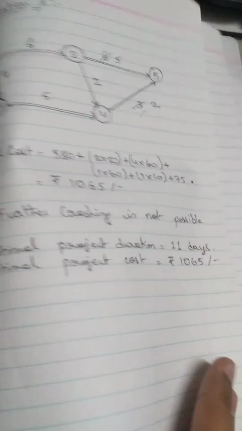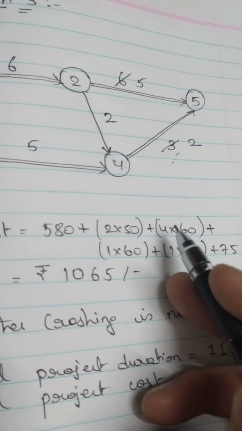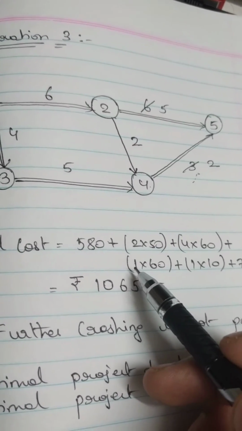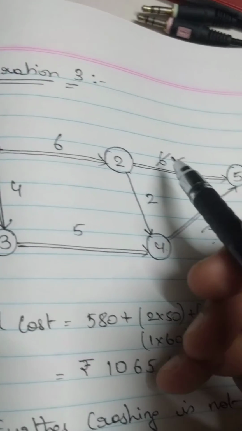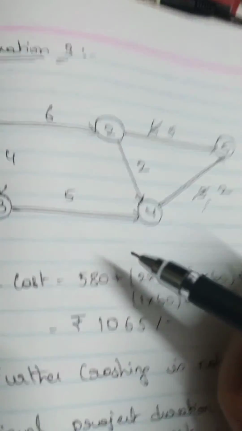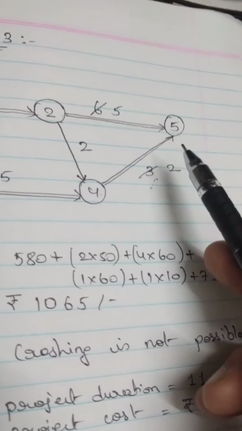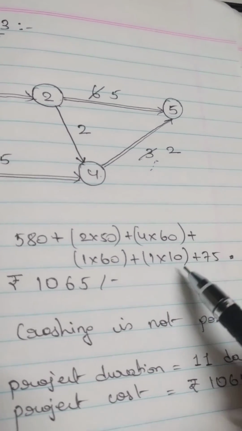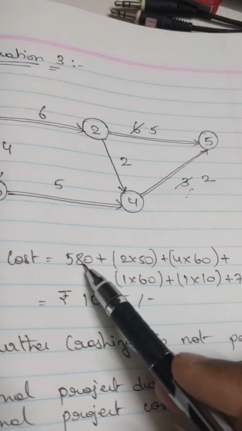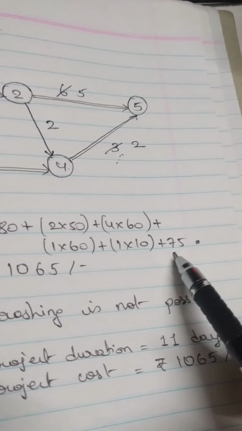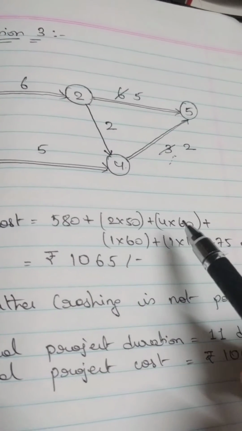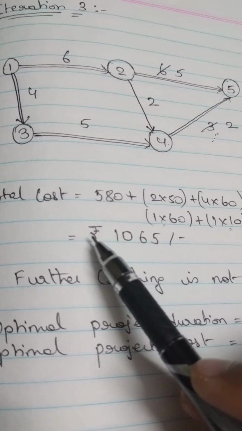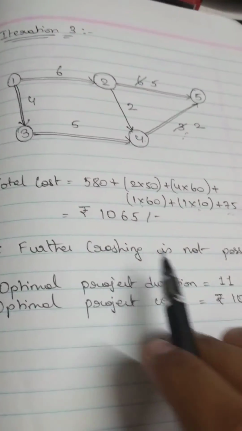Similarly, we have the cost slope of 4 into 60, which was also done in the second iteration, and then we have 1 into 60, right? So we are reducing 1 unit, right? And the cost slope of 2 to 5 is 60. So 1 into 60 and 1 unit from 4 to 5, and the cost slope of 4 to 5 was 10, right? So this is nothing but the total crashing cost. So direct cost plus the crashing cost plus the indirect cost, which is 75 rupees. So 580 plus 2 into 50 plus 4 into 60 plus 1 into 60 plus 1 into 10 plus 75. This gets us to rupees 1065.